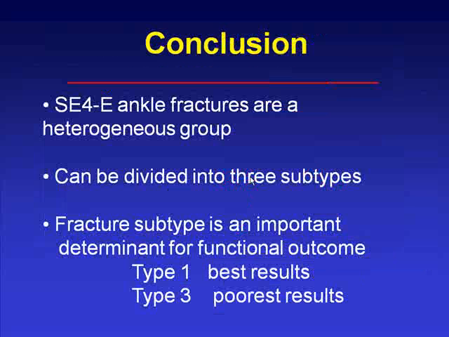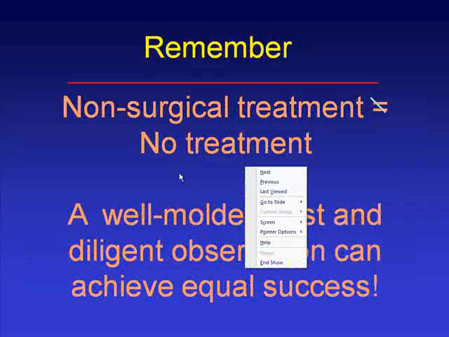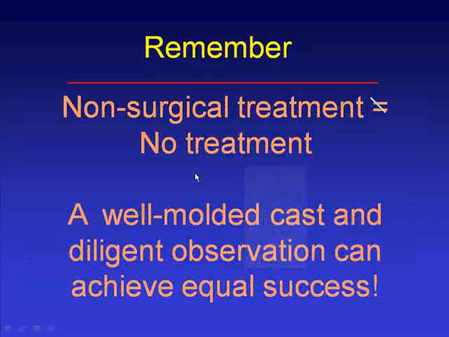So in conclusion, SE4 equivalent ankle fractures are a heterogeneous group and can be divided into 3 subtypes. Fracture subtype is an important determinant of functional outcome. Type 1 has the best result, and type 3 has the poorest result. Closed treatment is at least equally effective in the management of some types of SE4 equivalent fracture.